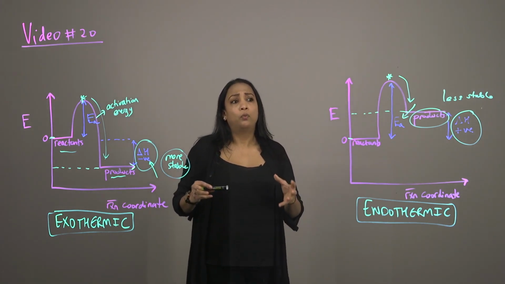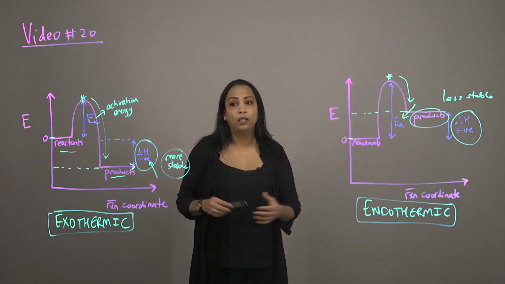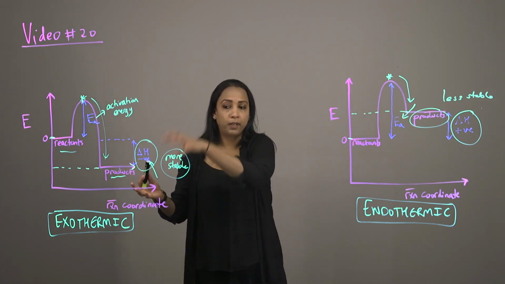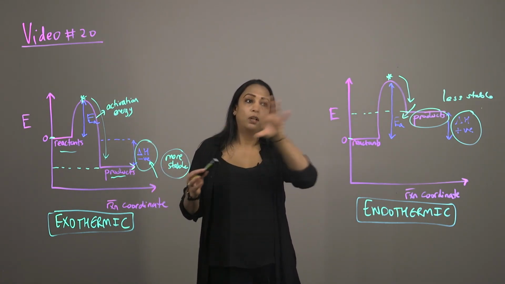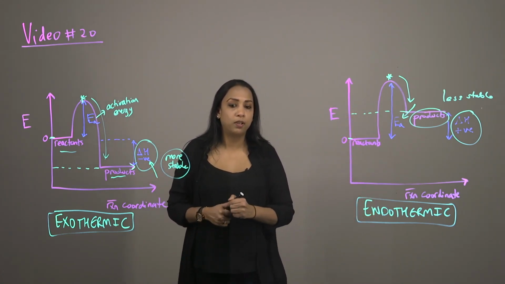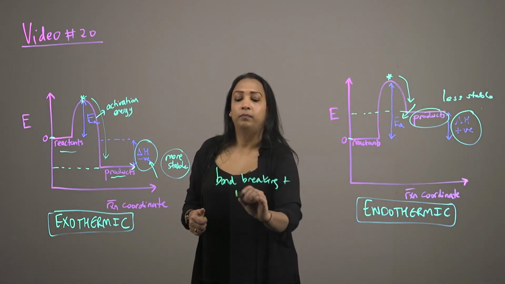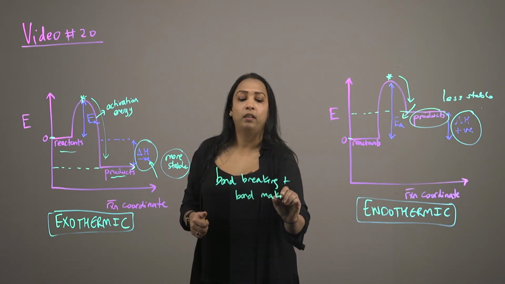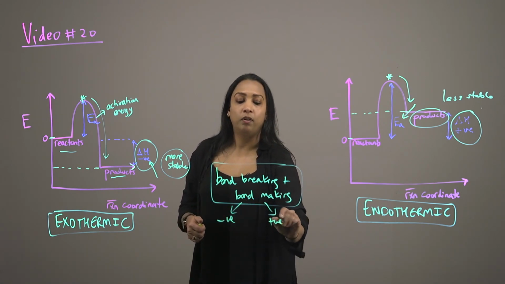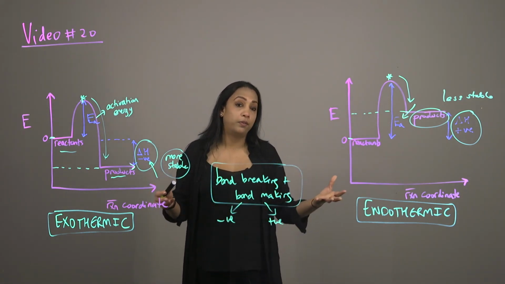Now, essentially what we need to remember is that the processes of bond breaking and bond making... we need to put energy in in order to break bonds. Bond making will always release energy, but it is the sum of these two processes, bond breaking and bond making, whether we get a negative value or a positive value, that will then determine if our overall reaction is exothermic or endothermic.